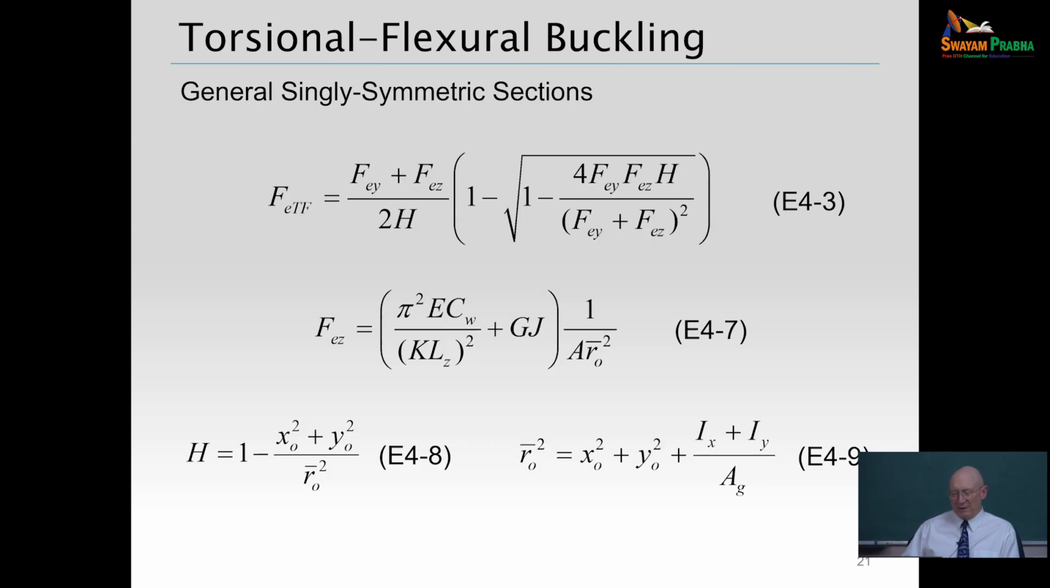you can see there is the FEZ term that looks a bit like what we just were defining for the doubly symmetric section, but here we'll actually call it R naught bar squared. That's your polar moment of inertia for the singly symmetric section. And the equation E49 is the equation for that below. So it's also dependent on the offset of the shear center from the centroid, X naught and Y naught. So that's the torsional term.